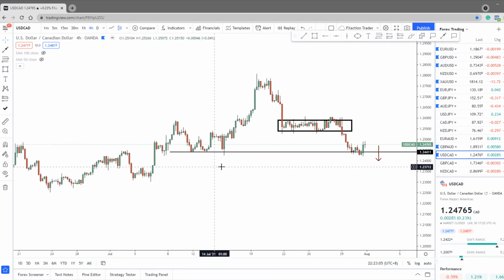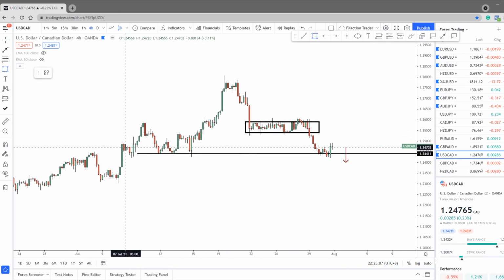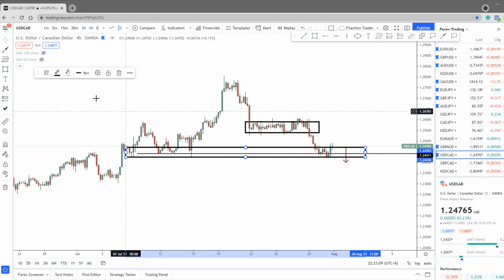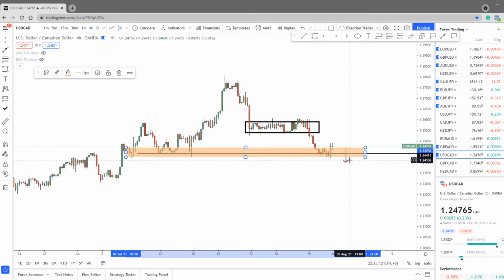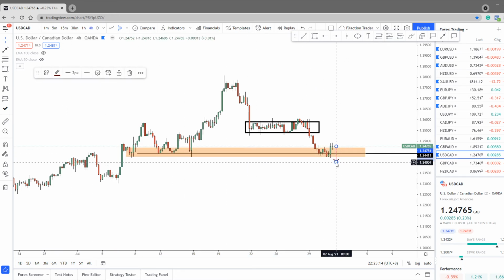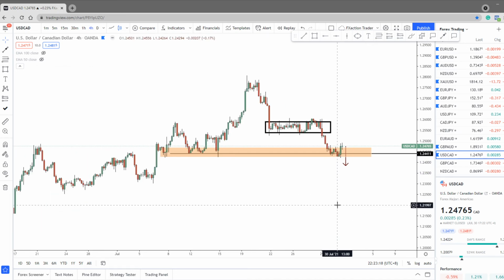On H4, we can see that this is actually a very strong support zone, and I would prefer that the market closes below this support zone in order for me to scale down for a short trade.